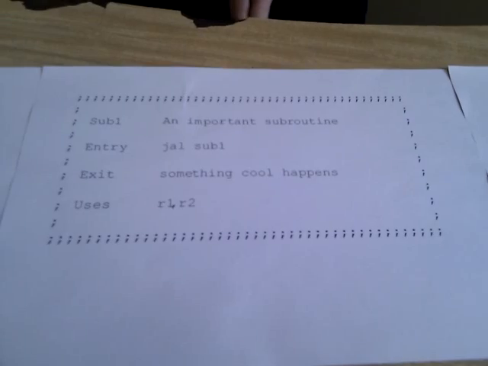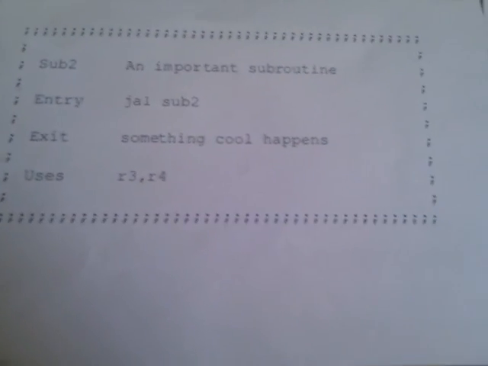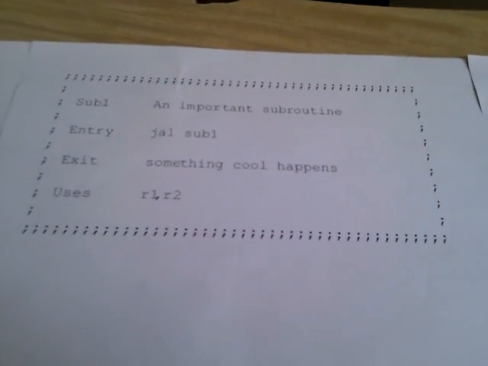The other thing to be careful about is when you have nested subroutines. Suppose subroutine 1 uses registers 1 and 2, and subroutine 2 uses registers 3 and 4. Now, if subroutine 1 calls subroutine 2, it's actually using all 4 registers. Now, it can either save registers 3 and 4, or it can just mention them in its own specifications.